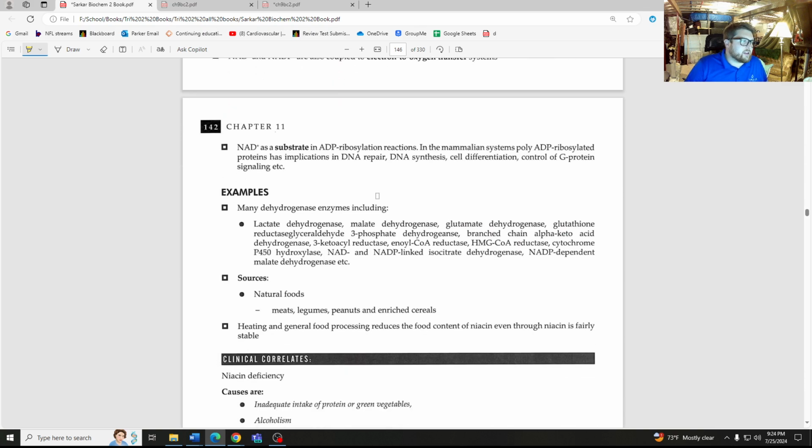So very difficult. Again, it's very similar to riboflavin. FAD and NAD have similar jobs. Think of those oxidation reduction reactions, dehydrogenase and reductase type enzymes are going to need our NAD, NADH, those guys.